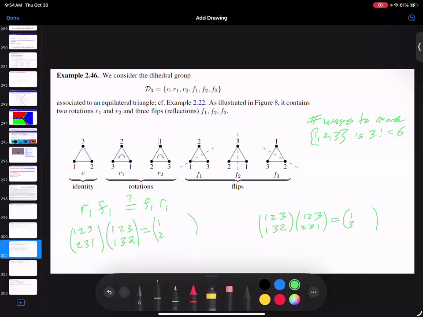I don't have to finish it out. This is already enough to know that they're not the same. I'll finish it out anyway. 2 goes to 3, 3 goes to 1. And then just to make sure everything is right, 3 goes to 2, 2 goes to 3. On the other side, 2 goes to 3, 3 goes to 2, 3 goes to 1, 1 goes to 1. And so we see that they are different.